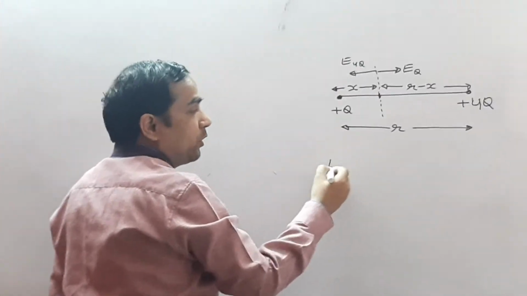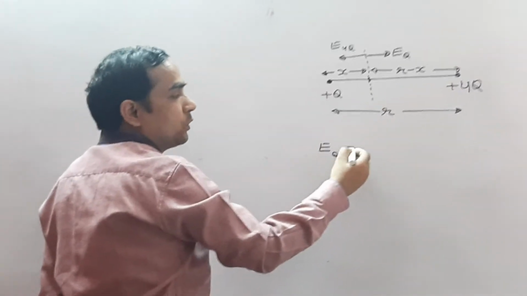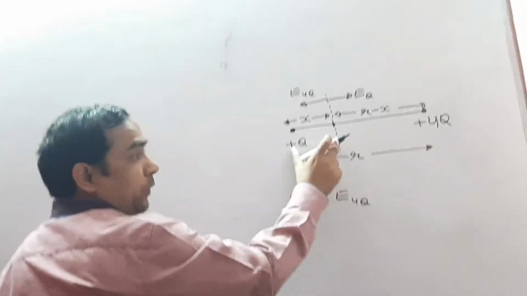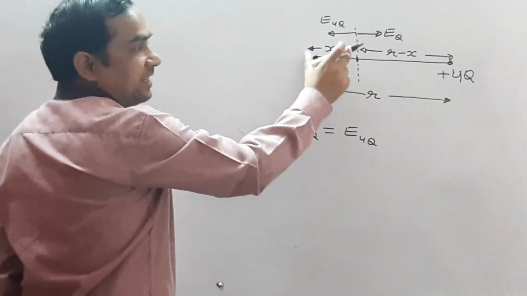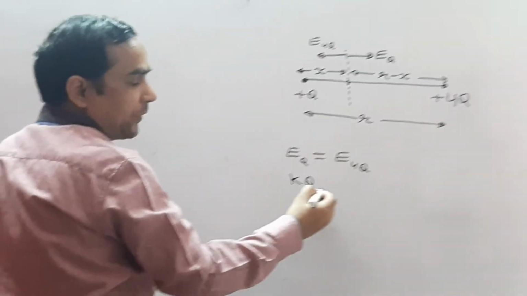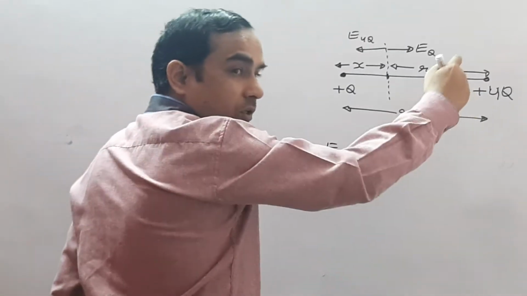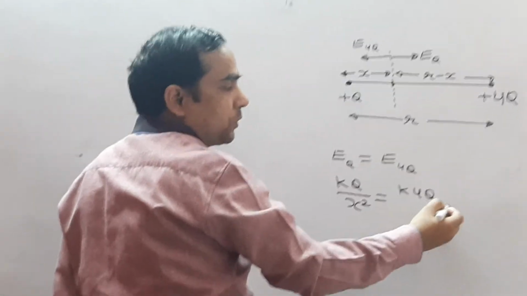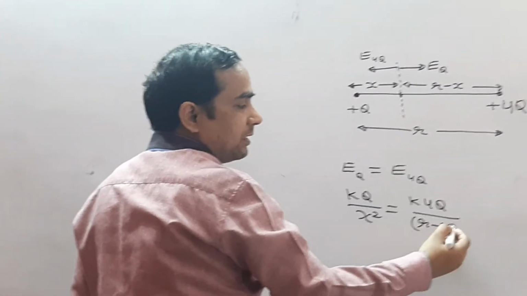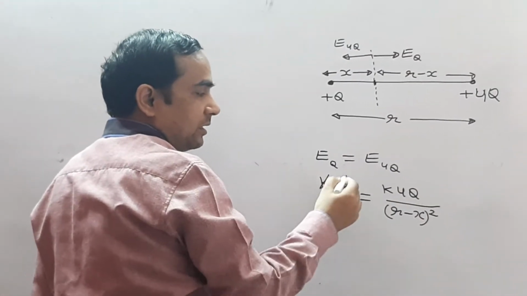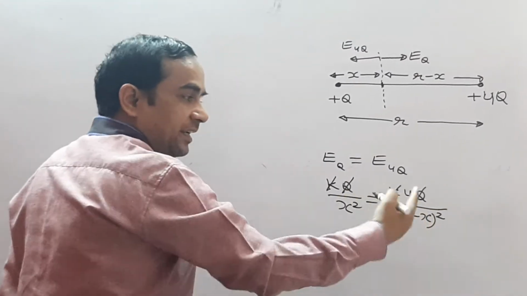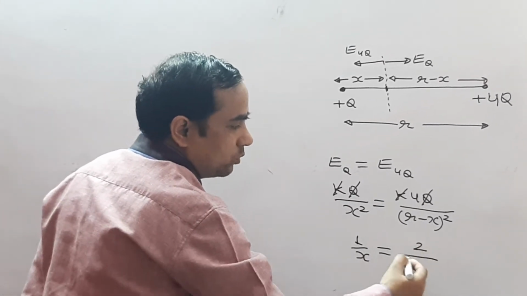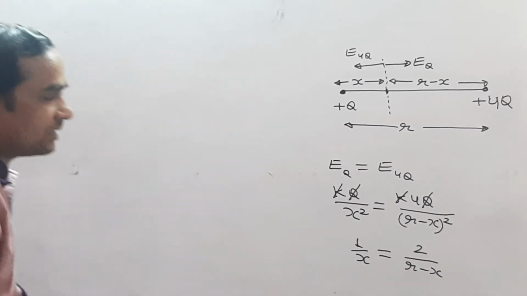Right? At the neutral point, electric field intensity due to q equals that due to 4q. Due to q, kq upon distance square. Distance is x, so kq upon x square. Due to 4q, distance is r minus x, so k 4q upon (r minus x) whole square. Cancelling kq and taking root of both sides, 1 upon x equals 2 upon r minus x.